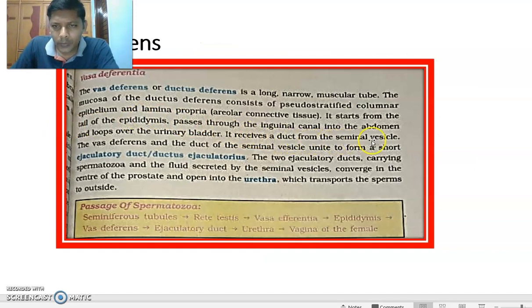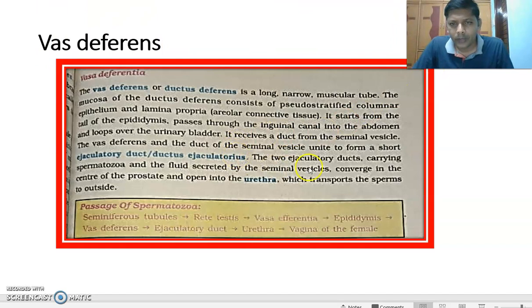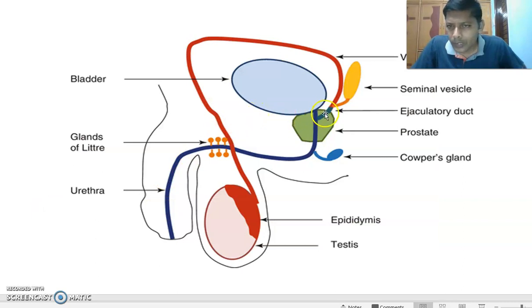The vas deferens and the duct of the seminal vesicle unite to form a short ejaculatory duct or ductus ejaculatorius. The two ejaculatory ducts, carrying spermatozoa and fluid from the seminal vesicle, converge in the center of the prostate gland and open into the urethra. Here you can see one ejaculatory duct, and another on this side. The two unite and open into the prostatic urethra.